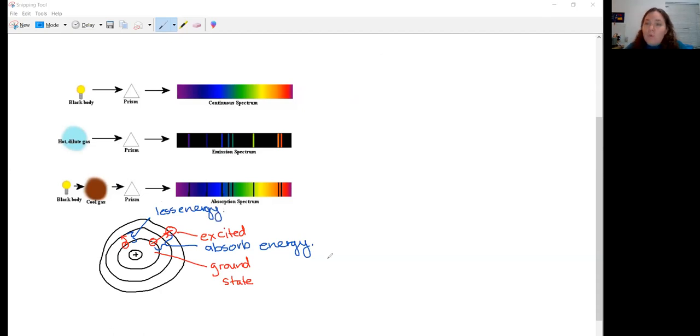When you were in grade 10, you learned about photons. And you learned that the energy of a photon was equal to hf, where h is Planck's constant and f is the frequency. So we can say that the amount of energy for this little electron to jump from one place to another could be a different form of energy. It could absorb a photon of light that had exactly the right frequency for it to jump from one energy level to another energy level.